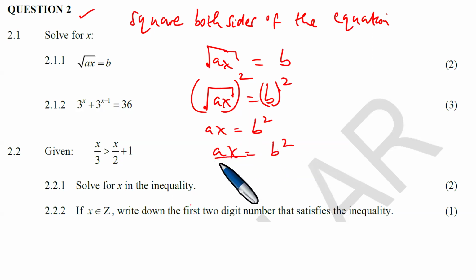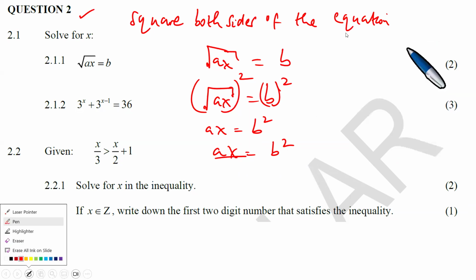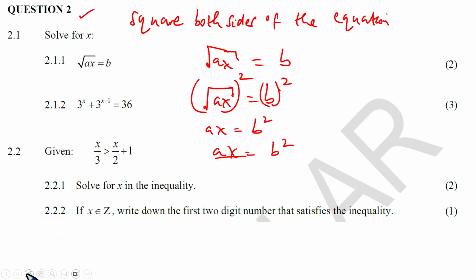We want to remove this a. And to remove that a, what do we do? To remove this a, you divide both sides. Got it, well done. So we divide both sides by a, like so, and this a cancels that a, leaving us with x, and we then have b squared over a, and this is the answer.